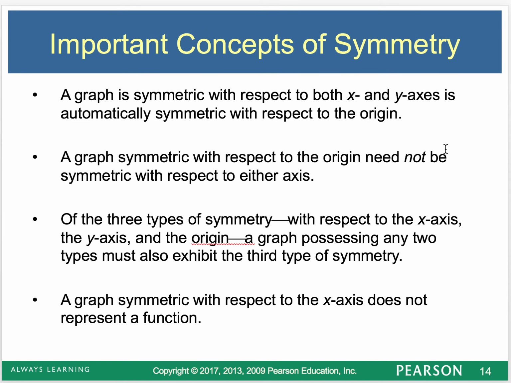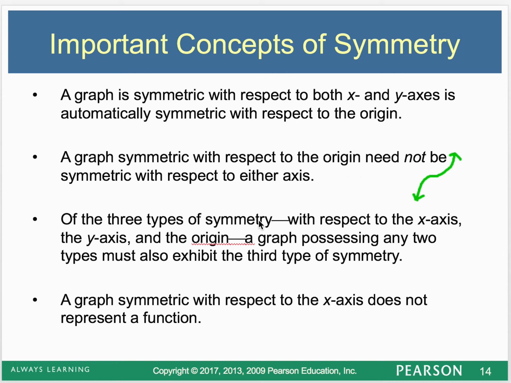Okay, so here's some concepts. A graph is symmetric with both x and y-axis, it's automatically symmetric with respect to the origin. A graph symmetric with respect to the origin need not be symmetric with respect to either axis. Axes is plural for axis. An example of that is our cube function. It's symmetric with respect to the origin, but not the x or y axis, either one. But if it's symmetric to x and y, it's symmetric automatically to the origin. But just because it's symmetric to the origin doesn't mean it's symmetric to x and y.